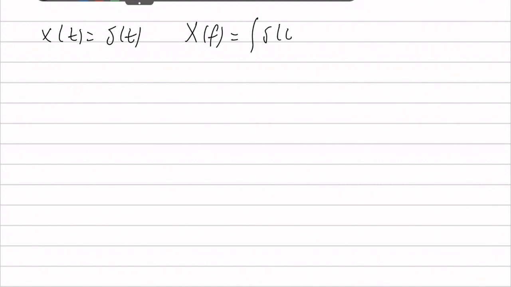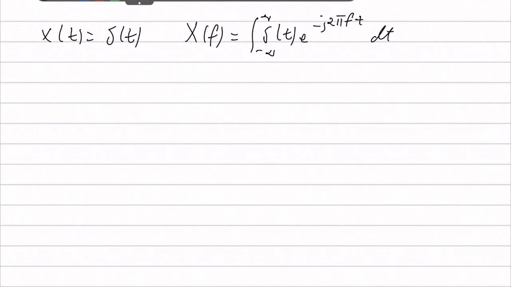So let's get the Fourier transform of some basic signals and apply Fourier transform properties if possible. Let's start with the unit impulse. x(t) is equal to delta of t. Right? So X(f) is equal to the integral of x(t), but x(t) is equal to delta of t, times e raised to the negative j 2 pi f t dt, evaluated from negative infinity up to infinity.